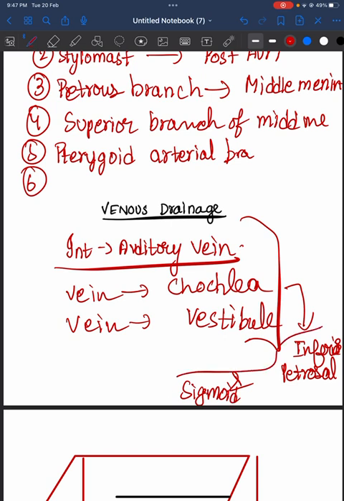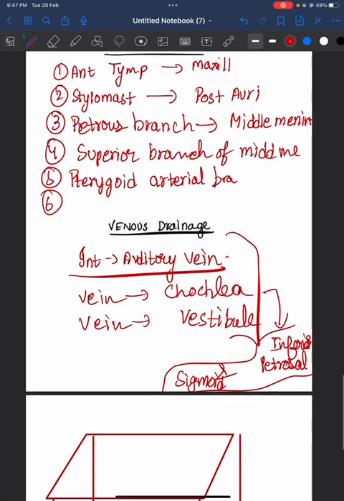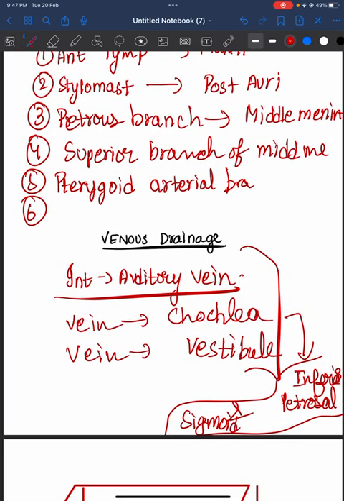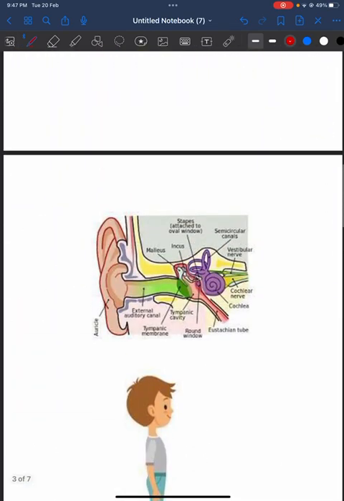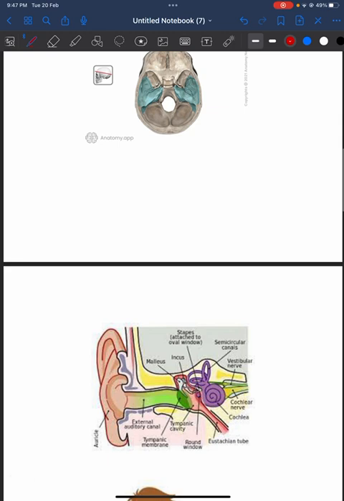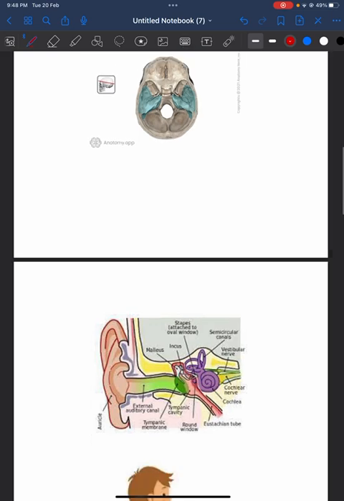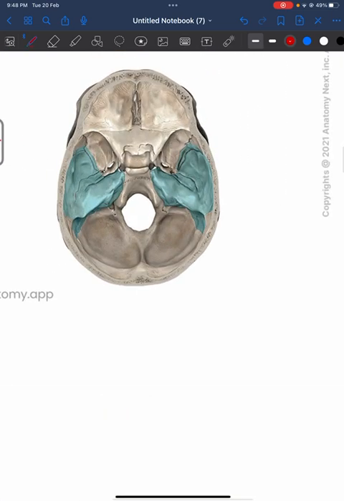I'll be telling you what the inferior petrosal sinus and the sigmoid sinus are in the venous drainage of the scalp or venous drainage of the brain. I'll tell you over there. That is more important. I'll tell you in the next class. Why? Because again I have to explain it, and it is theoretical and imaginative. So I'll be telling you later.